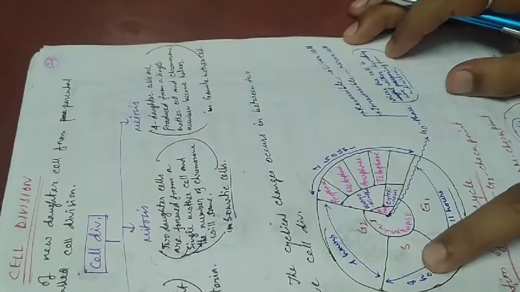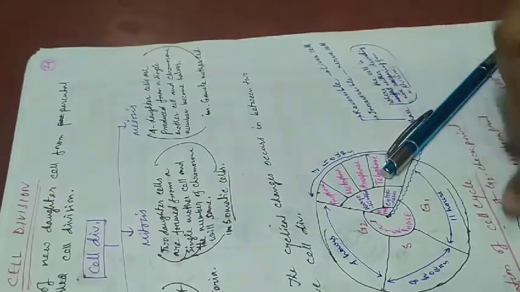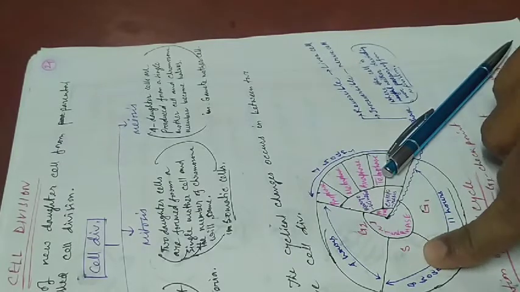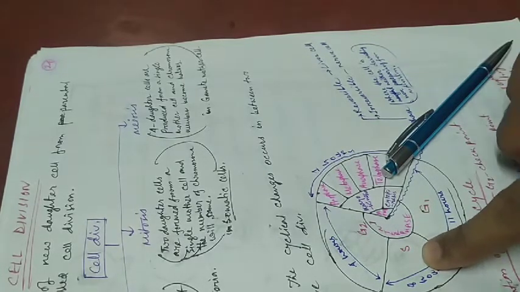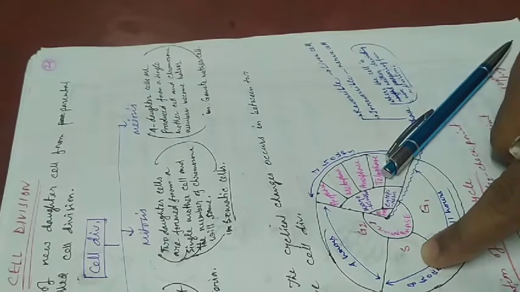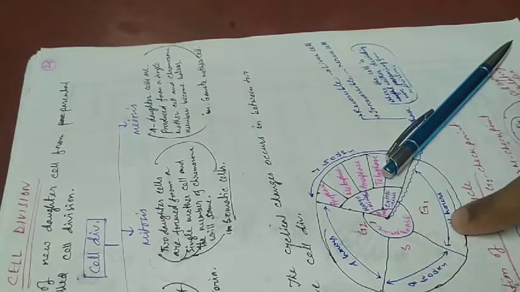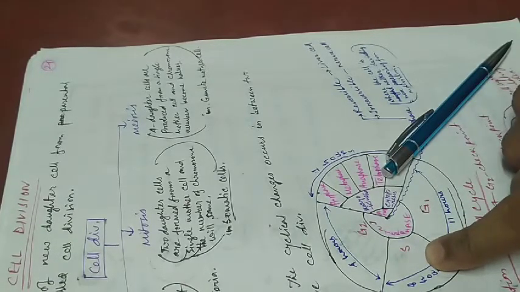Then the S phase, the synthesis phase. DNA synthesis or DNA replication will occur in the S phase. The amount of DNA will become double by replication. Replication is the process of forming new DNA from the parental DNA. The enzymes synthesized in the G1 phase take part in replication of DNA in the S phase.